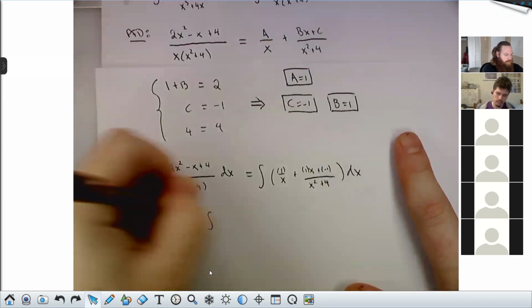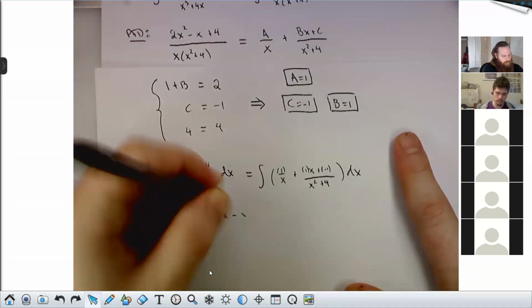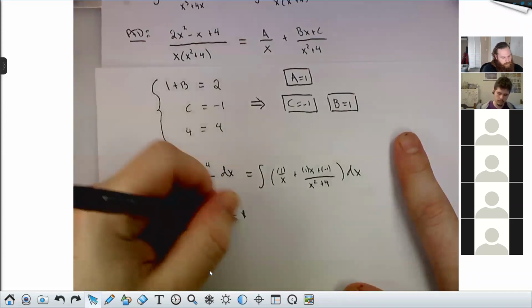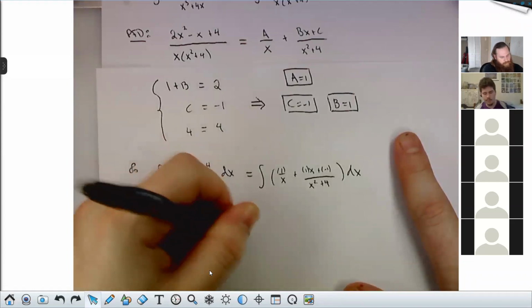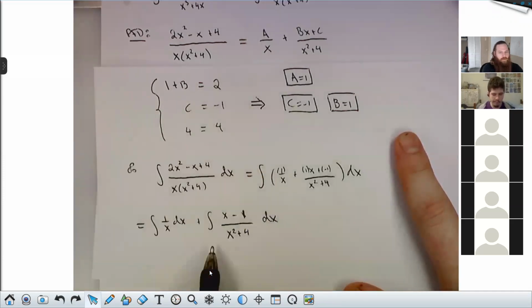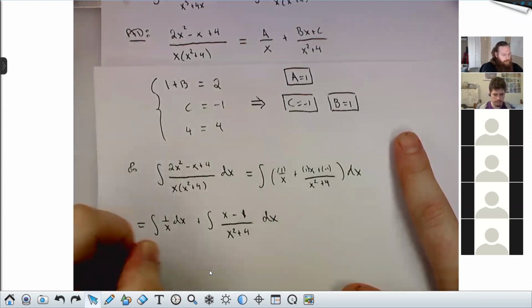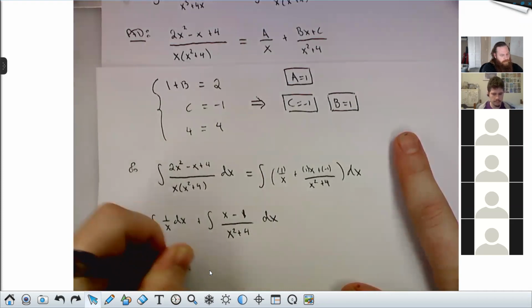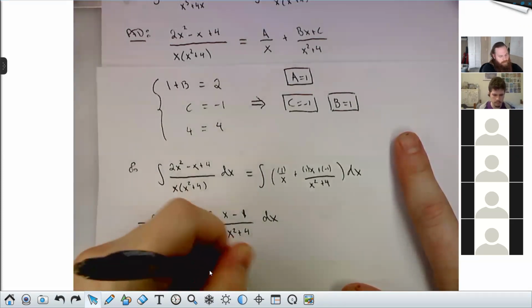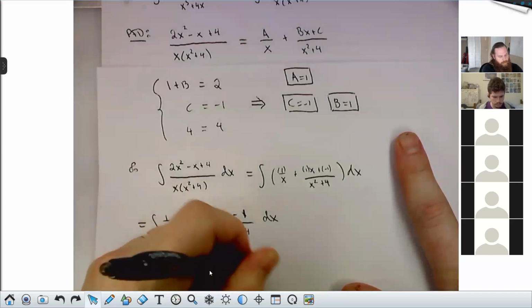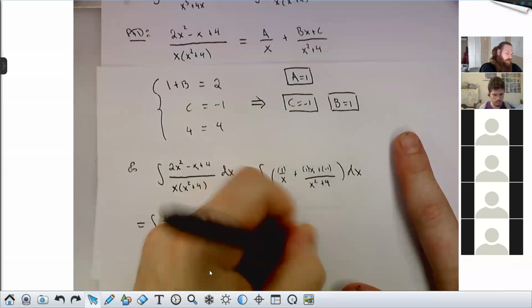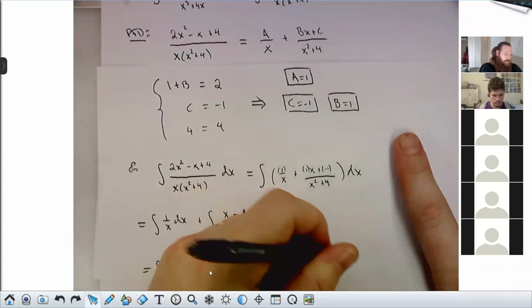Plus the integral of x minus 1 over x squared plus 4 dx. And in fact, the x minus 1 over x squared plus 4, sometimes these integrals will yield to u sub, kind of like that very first example we talked about, where the top was exactly the derivative of the bottom. But most of the time they won't. Most of the time you're going to need to split them up too. So this will be the integral of 1 over x dx plus the integral of x over x squared plus 4 dx minus the integral of 1 over x squared plus 4 dx.